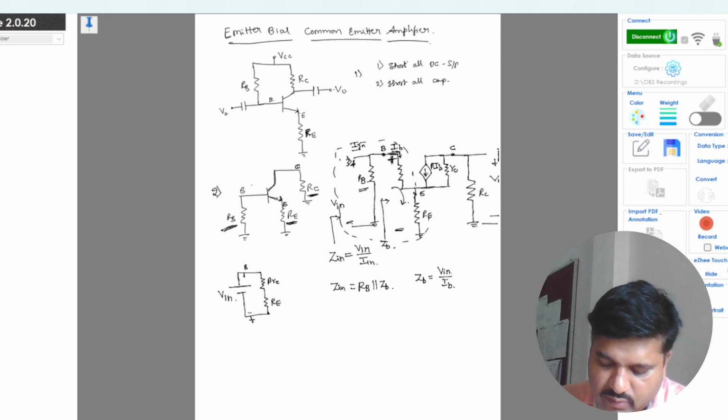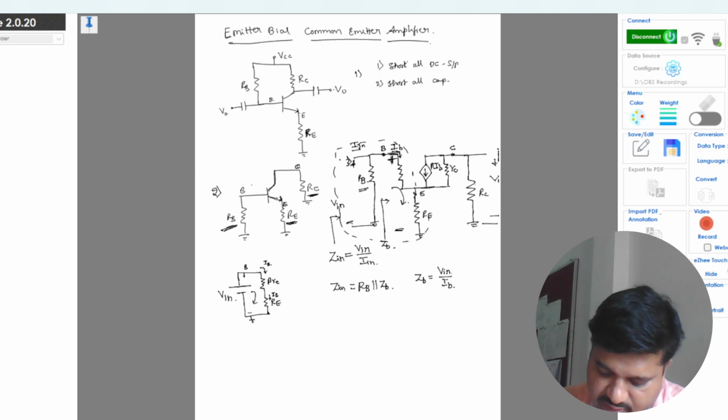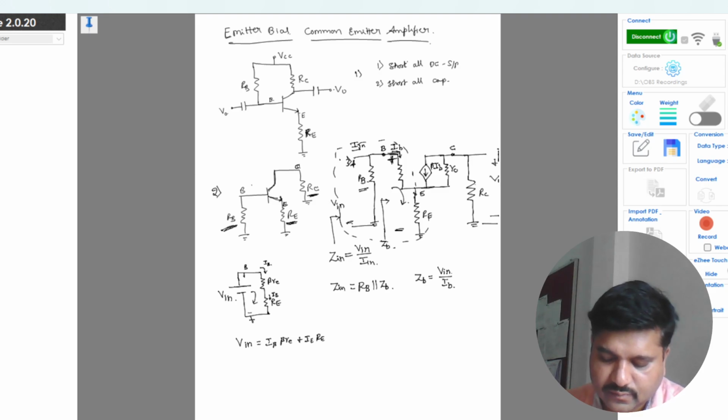Now the current flowing through beta Re is Ib, whereas here it is Ie. The current here is Ie. So I will apply KVL to this loop. Vin is Ib into beta Re plus Ie into Re.